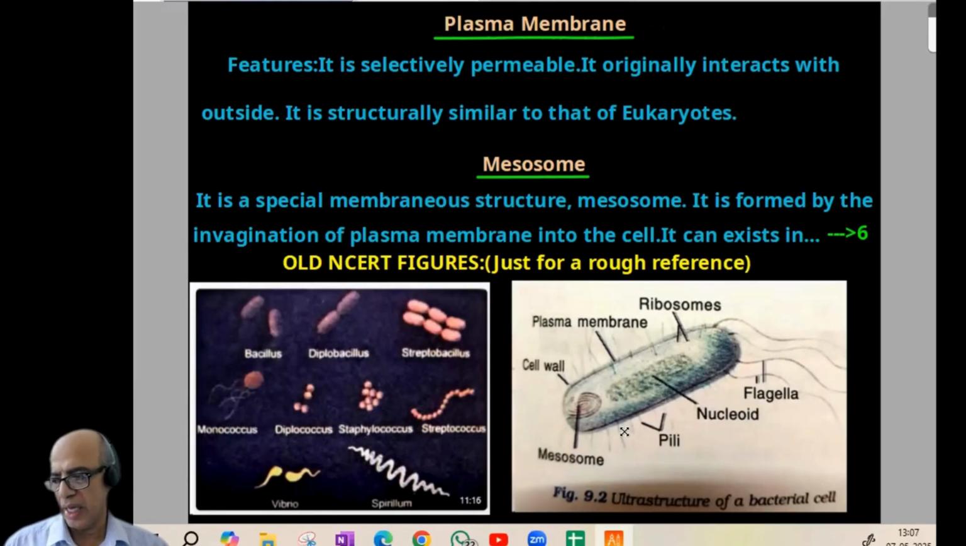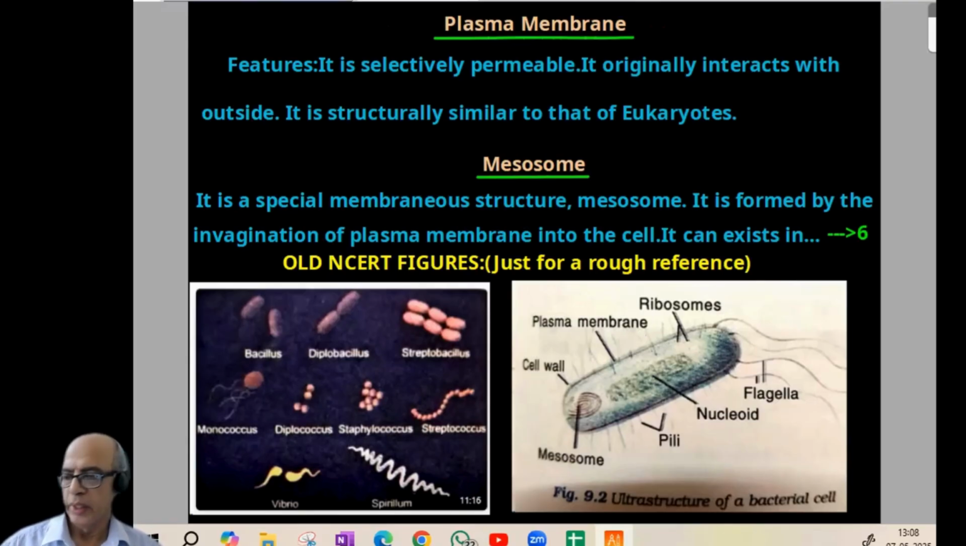In the present NCERT, no such diagram is directly available. That is why I put this diagram from the old NCERT. Both diagrams are from the old NCERT. On page number 90 of the present NCERT, there is a diagram, but the marking is not there. This one, I think, is clear. Now these are different shapes of bacteria. Because I have the old NCERT book with me, I am able to look at this type of diagram. So it is very useful for you. It is only a rough reference, because this type of diagram is not available in the present NCERT. That is why I wrote the heading old NCERT figures, just for rough reference. So it will be easy for you. I think the idea is clear. Now we can continue.